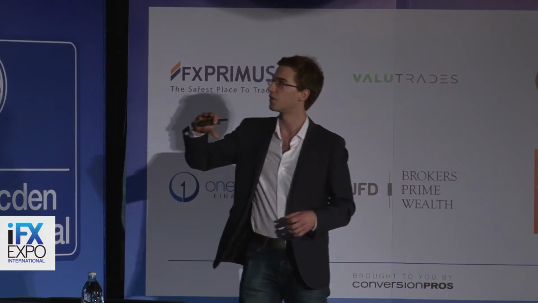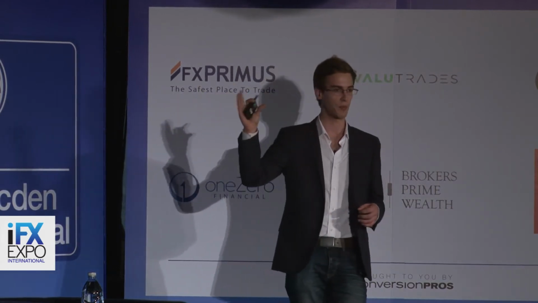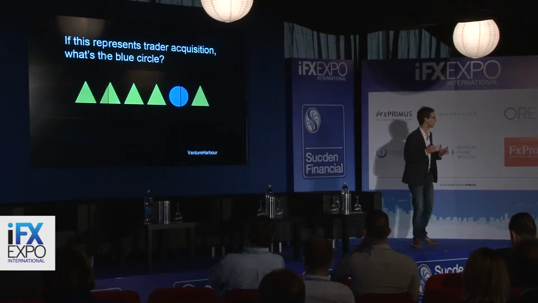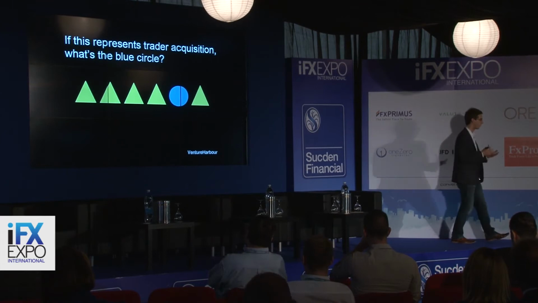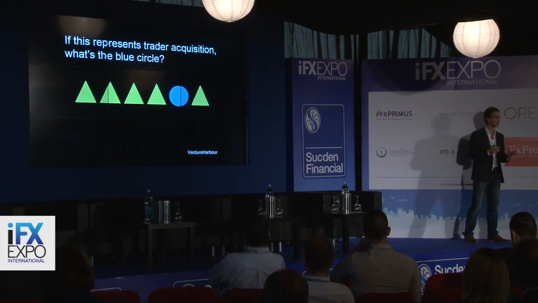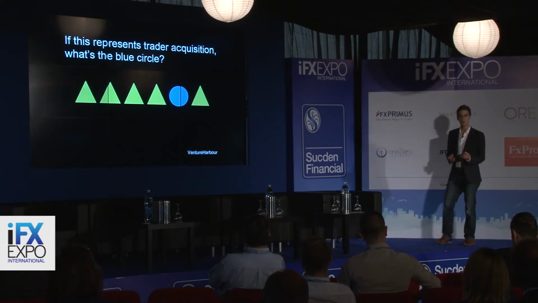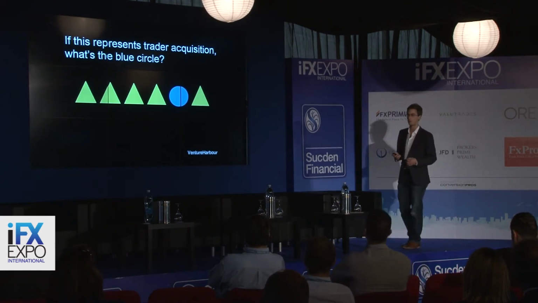And so if each of these shapes were to represent trader acquisition, I think a good question would be to ask, what is that blue circle right now? We know what the green triangles are. The green triangles are obvious because it's what everyone is using. If you walked out into that hall, you would see all of the green triangles, but you may not see the blue circles because they're very rare.